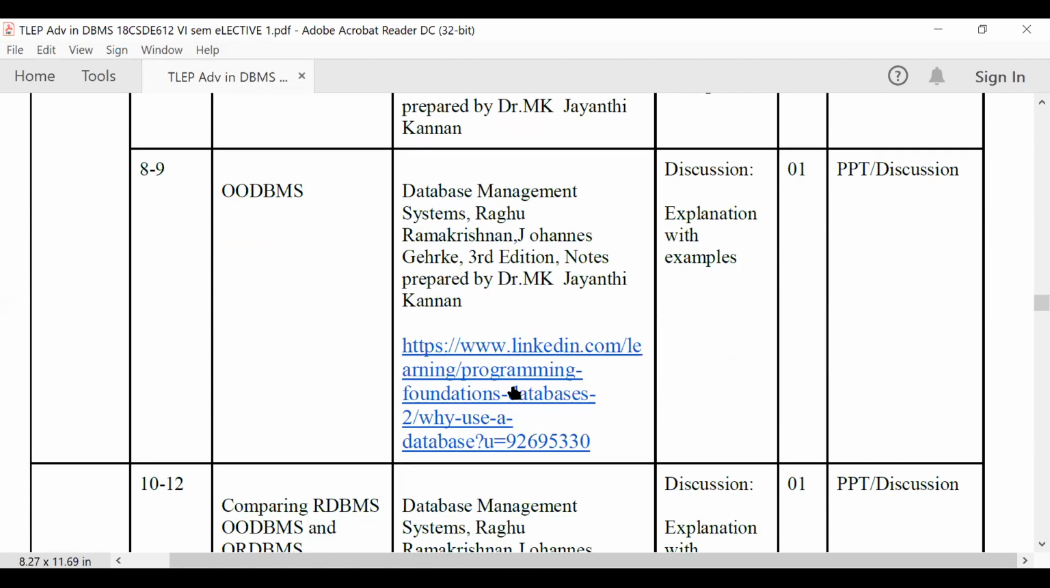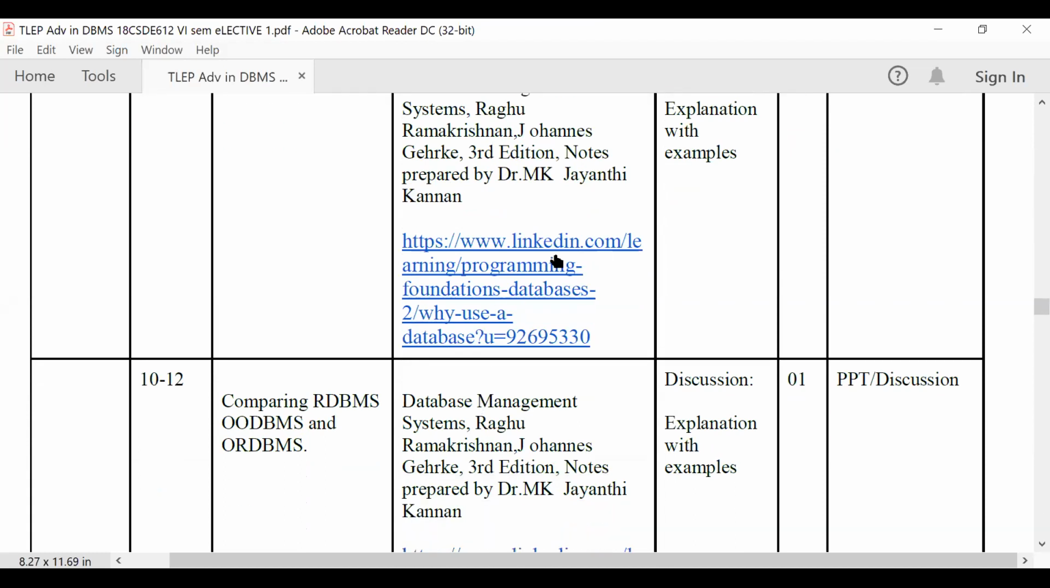And for your additional reference, you can go through the LinkedIn course. That will give you an idea about learning programming foundations and databases, why to use database systems. So this will give you an idea what a database is, why to use a database, how it is efficient to represent the data. You will get the fundamental ideas from this particular LinkedIn course.